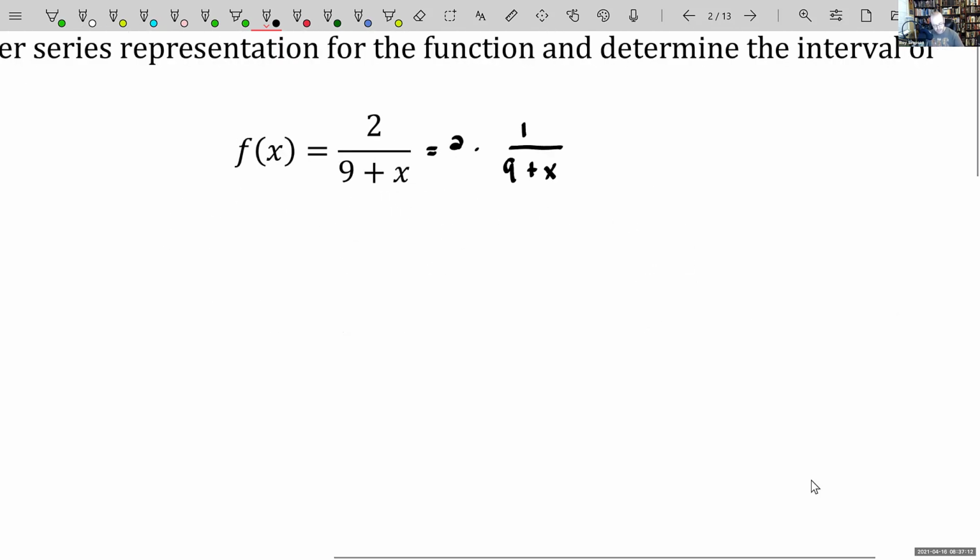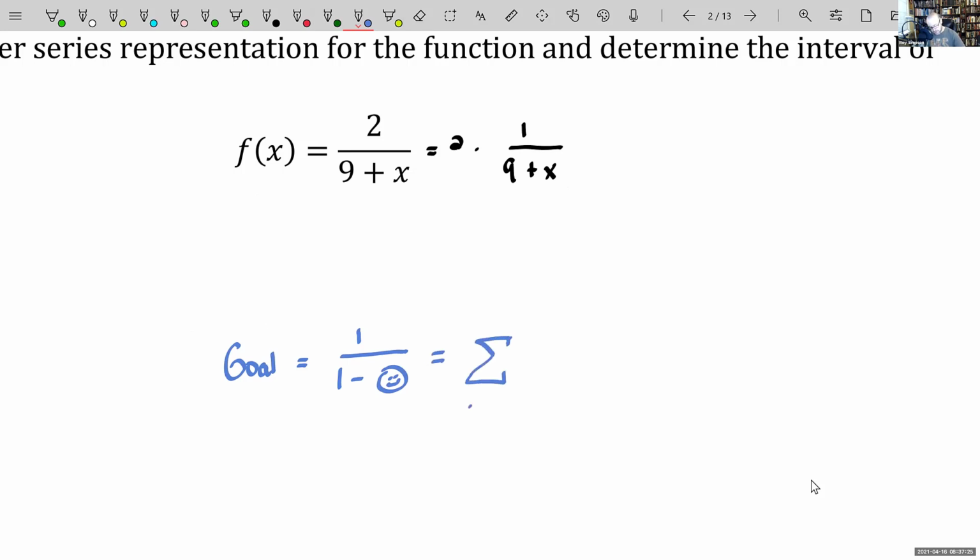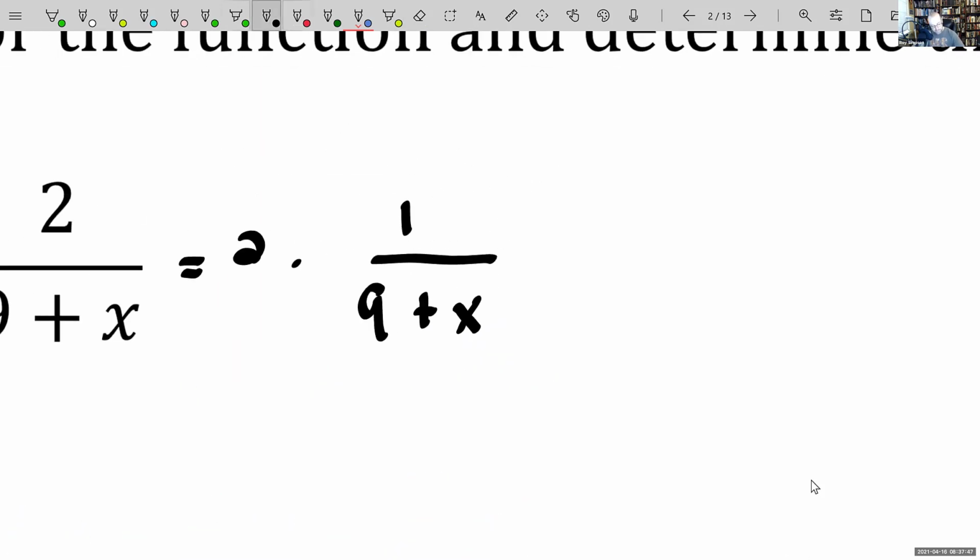Now, our goal, maybe I should write that down, is to get 1 over 1 minus something, because I know that is equivalent to that something raised to the nth power. I already have 1 over, right? It's 2 times 1 over. So let's see if I can make that a 1 over 1 and then eventually change that into a 1 over 1 minus. I'd love this fraction to be a 1 over 1 plus x, so let's go ahead and factor a 9 out of that denominator.